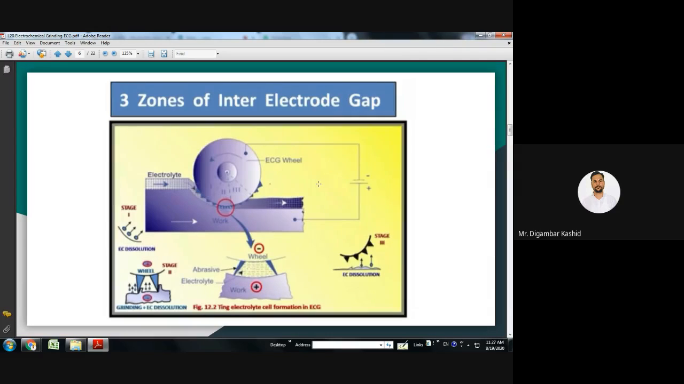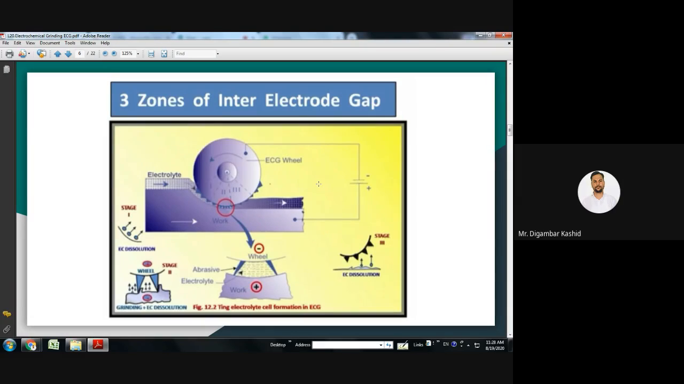Now the interelectrode gap area in which machining takes place is divided into three zones, named zone number 1, zone number 2, and zone number 3. You can see here also, stage 1 or zone 1, 2, 3. Normally in zone number 1, material removal is purely due to electrochemical dissolution, and it occurs at the leading edge of your electrochemical wheel.